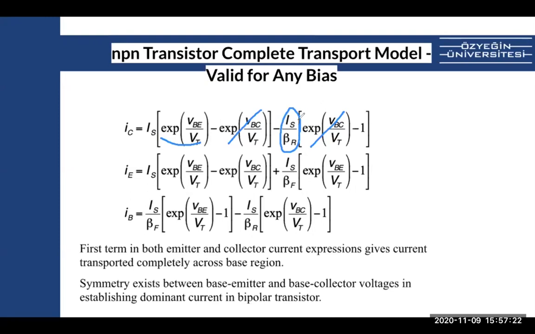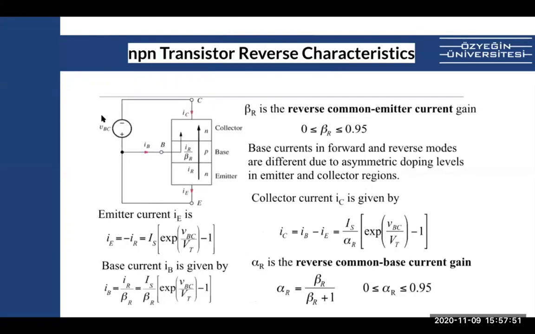You won't really have a problem, because the beta R and beta F are like 100 or 200. This is the forward beta, and this is the reverse beta. And they are different. Yeah, they are different because the junctions are different, right? One side was heavily doped with N plus, but if we look at the other junction, it was only N. Yes, so that creates a difference.